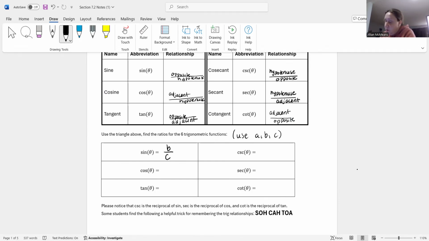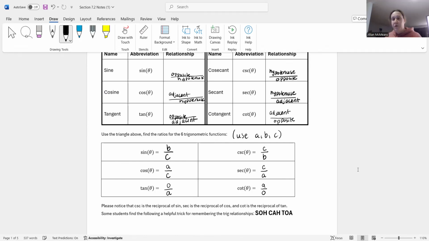Now for cosine, we want adjacent over hypotenuse. So that would be A over C. For tangent, we want opposite over adjacent. And then for cosecant, we want hypotenuse over opposite. For secant, we want hypotenuse over adjacent. And for cotangent, we want adjacent over opposite.